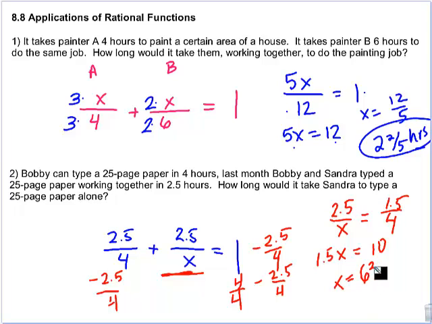Yep, 6 2/3. So 6 2/3 hours is how long it would take Sandra to type it by herself. Is that okay? All right, so let's look at a couple others here.